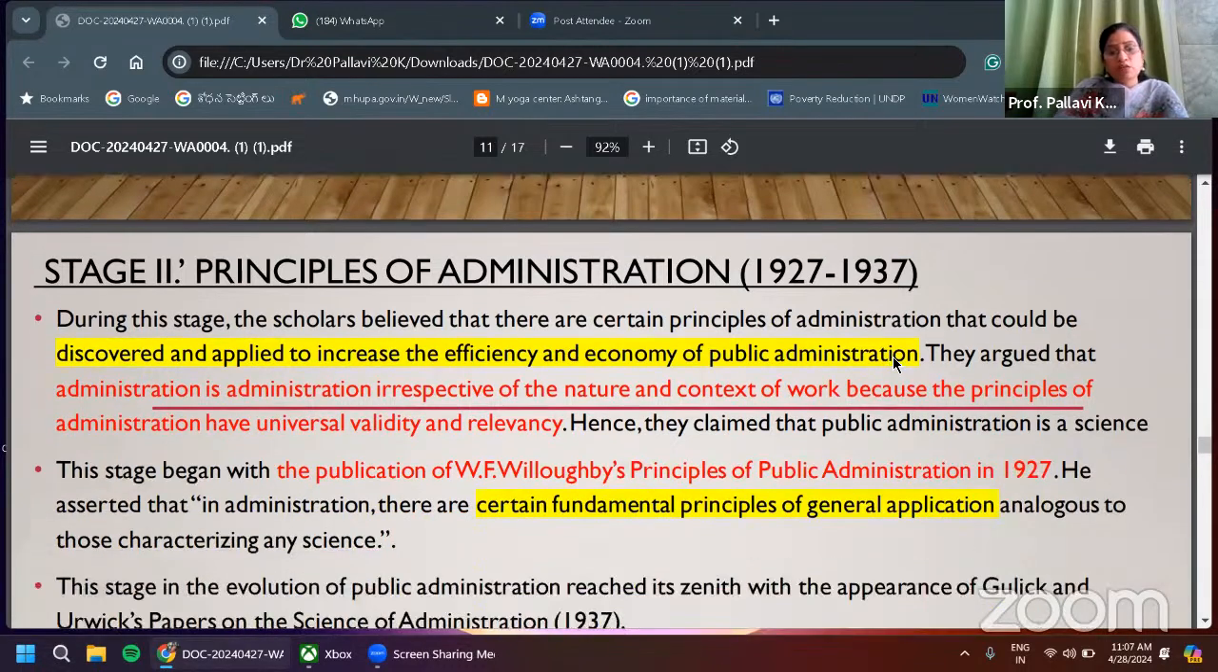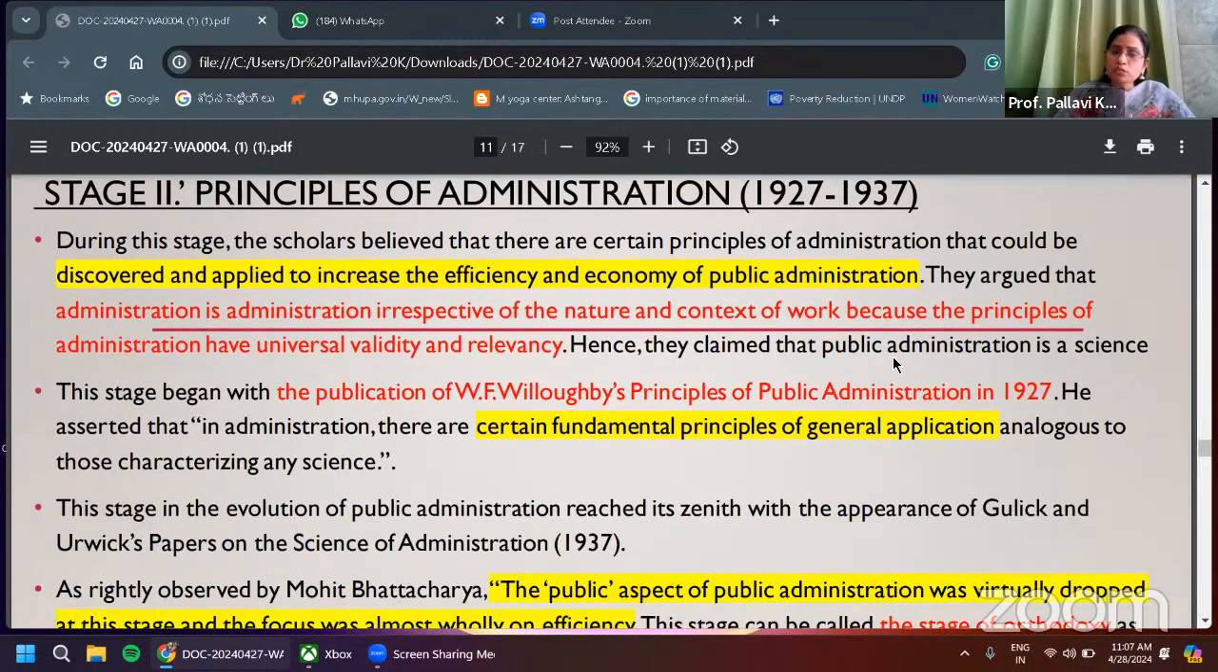So the second stage is the principles of administration. This comes under the 1927 to 1937 period. Now, in this period, what the people felt is that there are certain principles which are very essential for the efficiency and the economy of public administration. And they said that we cannot do away with the principles. Definitely principles have to be adopted. So this stage, we can say that it was started with the publication by F.W. Willoughby. That is, he wrote about the principles of public administration in the year 1927.